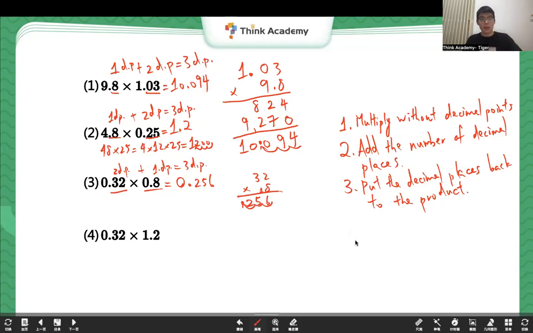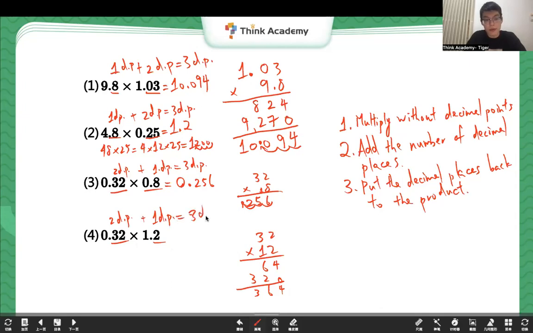Good. And finally, 0.32 times 1.2. I believe you can all work it out. So 32 times 12. That's going to be 2 times 2, that's 4. 2 times 3, that's 6. So I put a 0 there and 32. And I add them up. That's going to be 4, 6, 3. So 364. Now I just count 2 decimal places on the left, 1 decimal place on the right. So altogether, again, we have 3 decimal places.